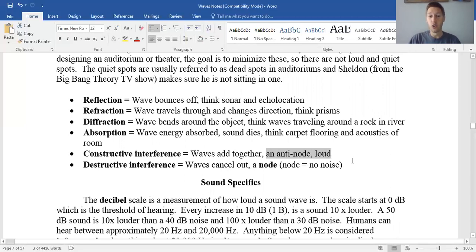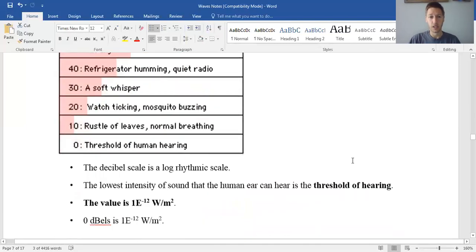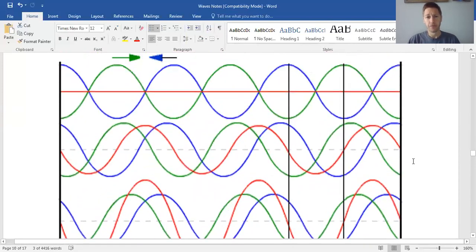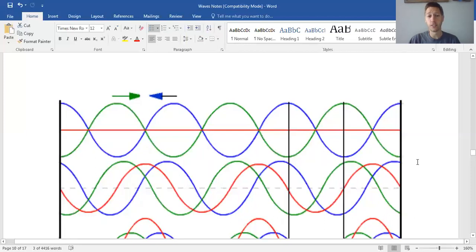A node, no noise. So I put it in the wrong spot. Here we go. So constructive, destructive interference, blue wave, green wave. They're going opposite directions. The blue wave traveling to the left, green wave traveling to the right. So the red line is what we actually see then.